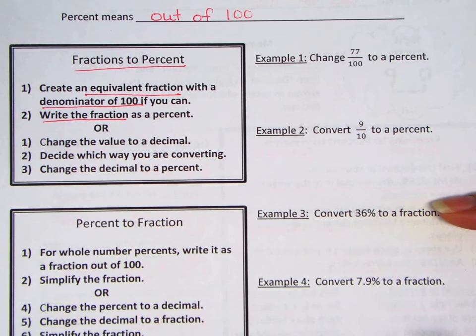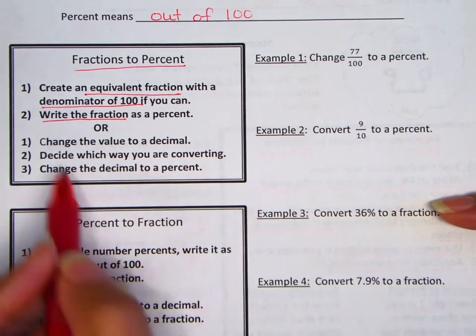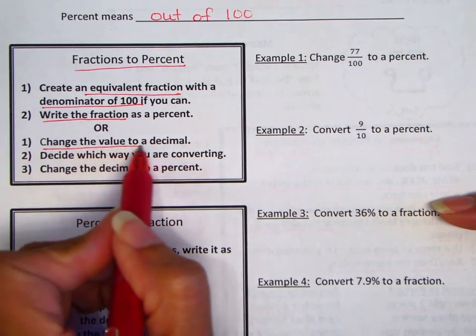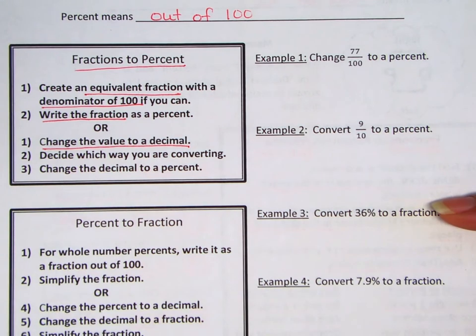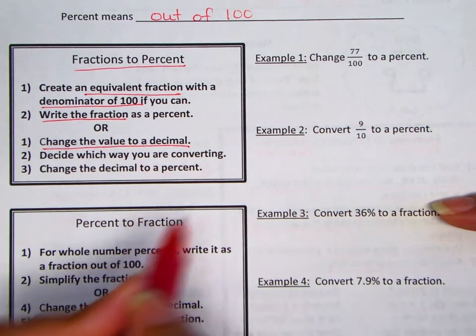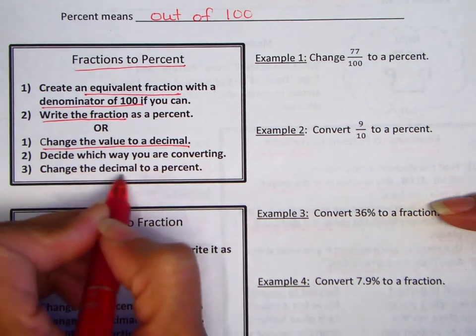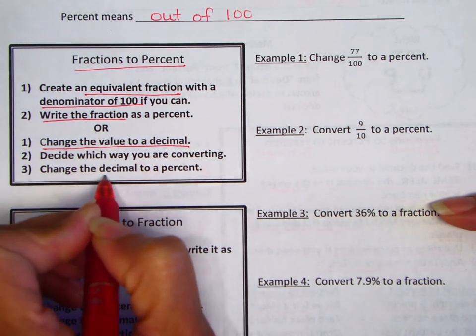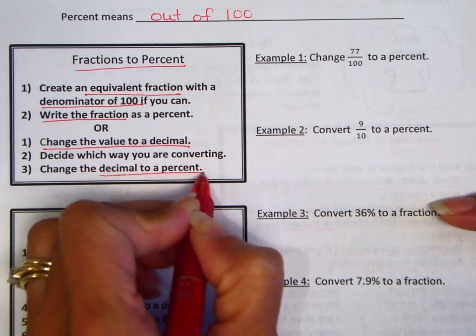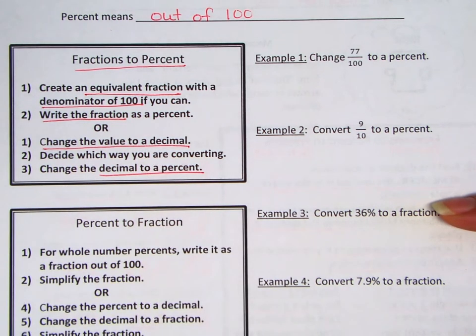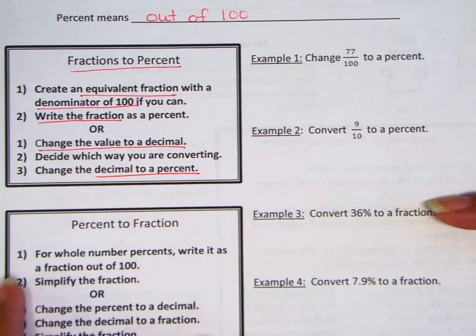If you can't create an equivalent fraction, then you're going to have to change to decimal values, and we've already learned how to change fractions to decimals. And then you're going to have to change the decimal to a percent or a fraction, depending on what we're doing. So let's give this a try.